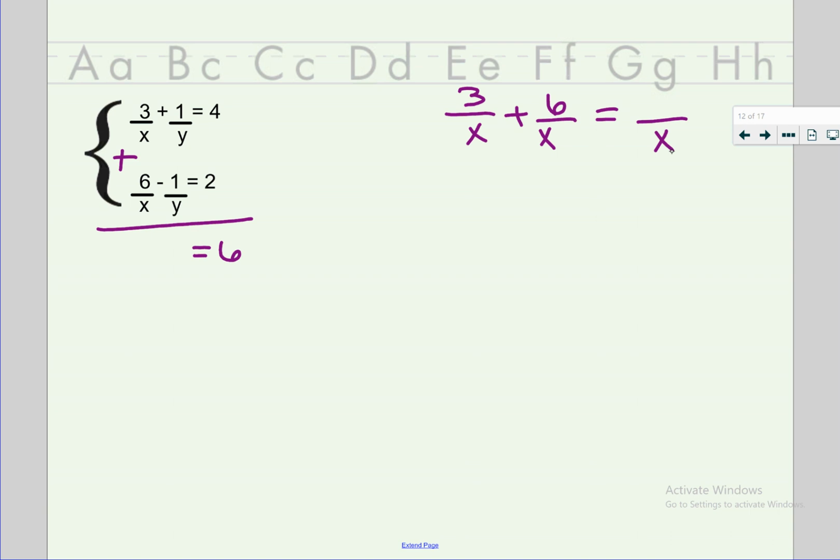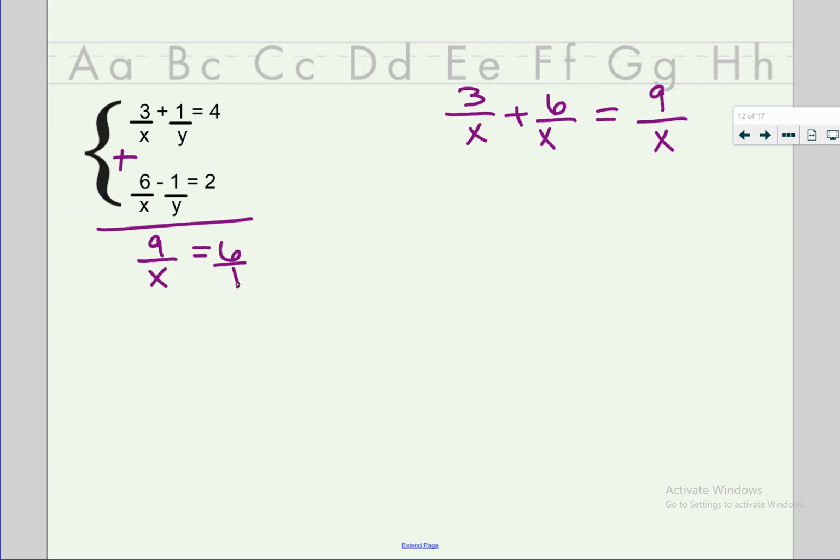But 3 and 6 give me 9. So 9 over x equals 6. Now, that 6 is over 1. I'm going to write it like that because this should look familiar from Algebra 1 or Algebra 2. Is it a proportion? We can cross multiply to solve that.